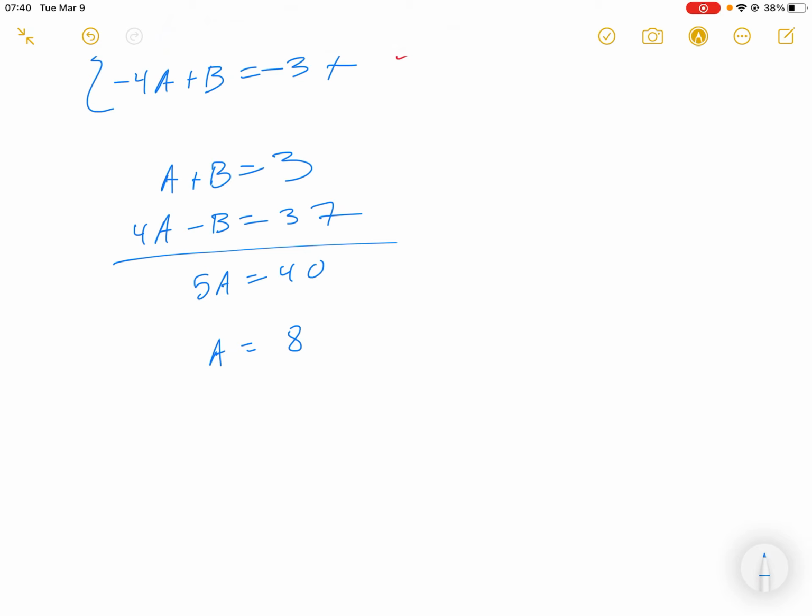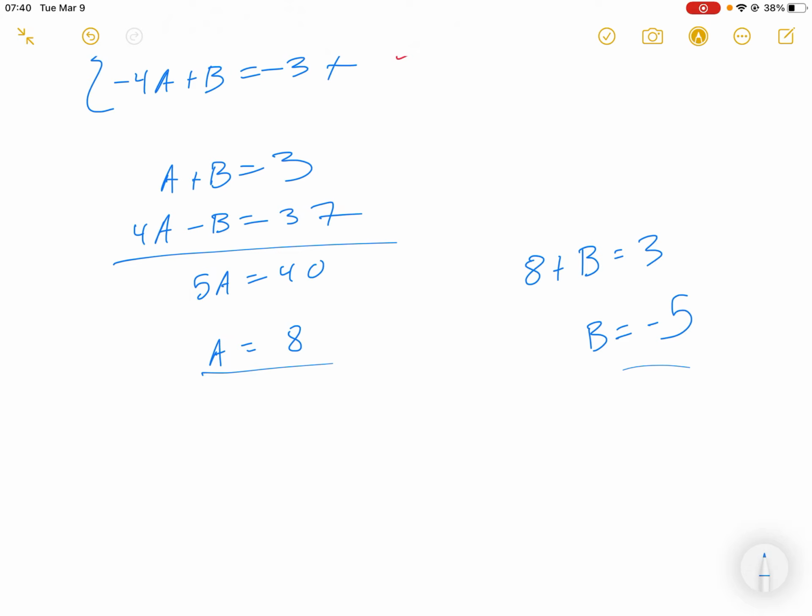Okay, so I know a equals 8. Let's go ahead and plug back into one of these equations. I'll just use the first one, 8 plus b equals 3, which means b equals negative 5. And we're actually done with the problem now, but please make sure you remember what you were doing and write this in the correct format.